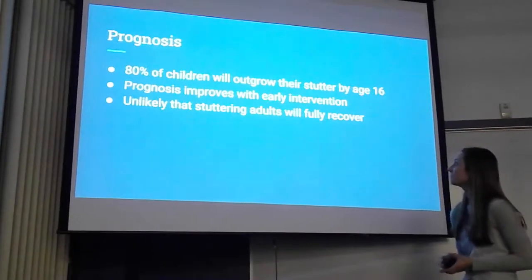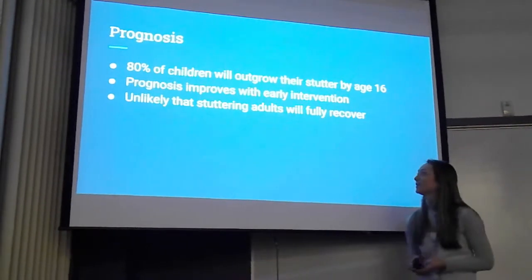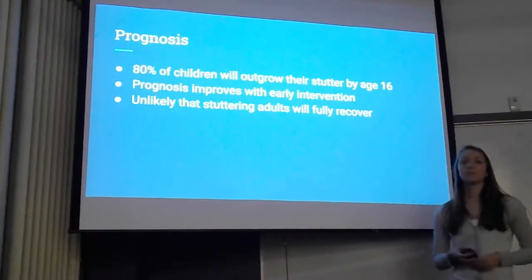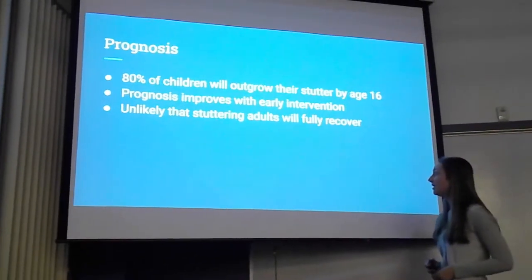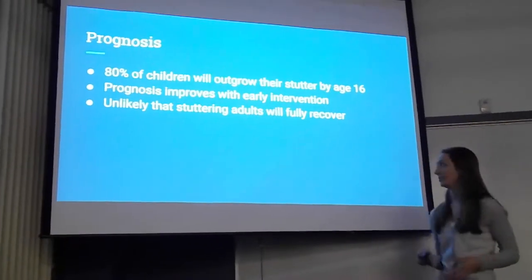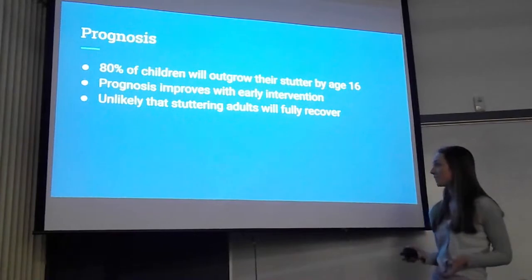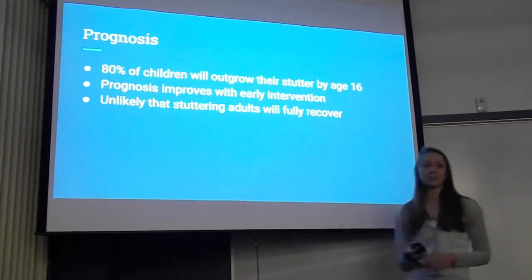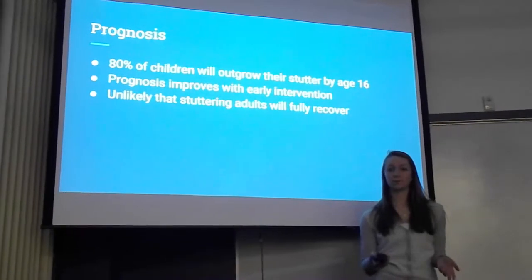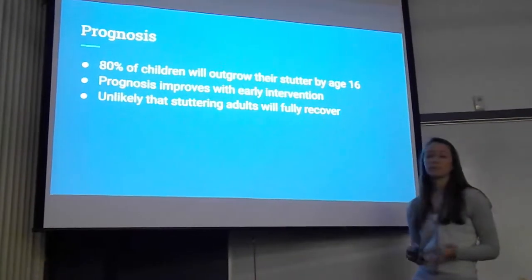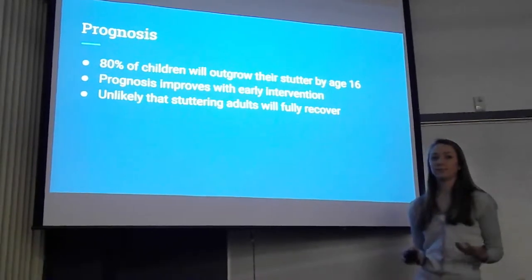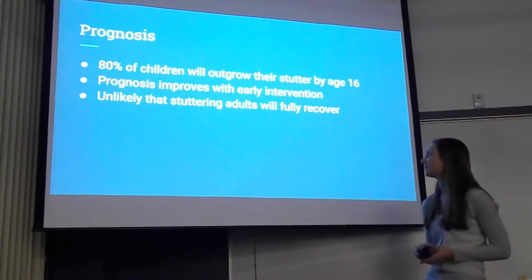The prognosis for stuttering is that 80% of children outgrow their stuttering by the time they're 16, which is fairly good. And early intervention is key in making sure that your child outgrows their stutter. And it's unlikely that if stuttering lasts into adulthood that the adult will ever recover. So once again, early intervention is key, and adults will very, very rarely recover fully from stuttering.